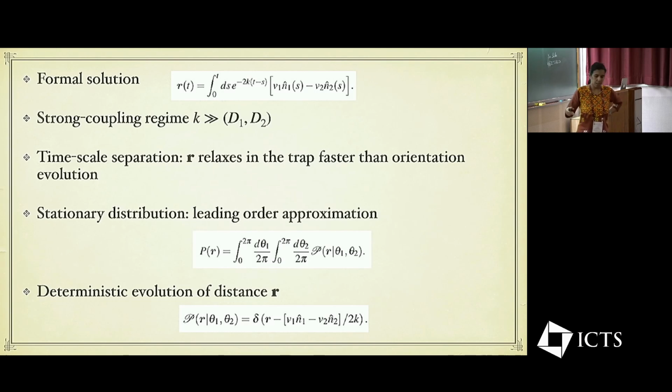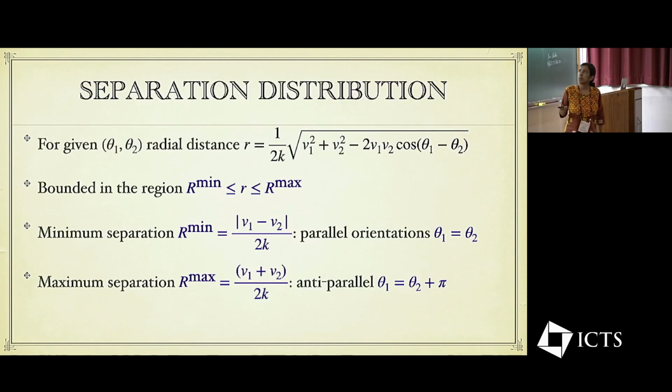Okay, so under this approximation, the distribution of R we can find as this. We let R relax for a given theta 1, theta 2, and then average over all possible values of theta 1, theta 2. So this is very simply the distribution for a given theta 1, theta 2. Then we have to just average over this. If we look at the distance, for a fixed theta 1, theta 2, it just goes to a fixed point, right? It's a completely deterministic dynamics. So it goes to a point which is given by this.